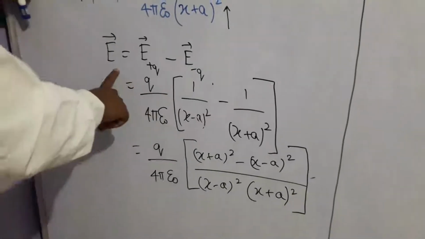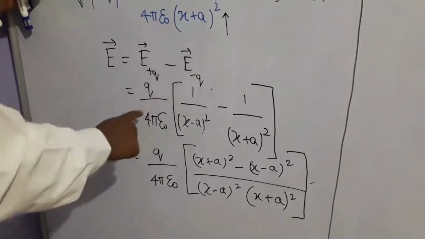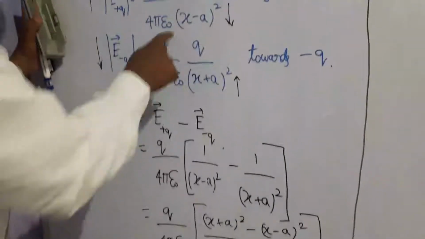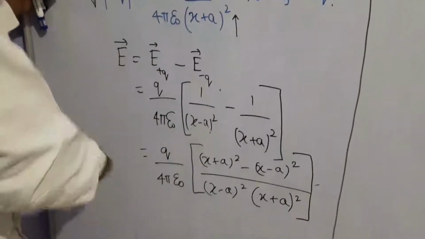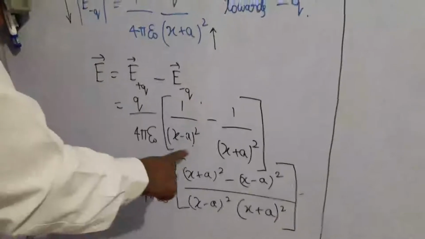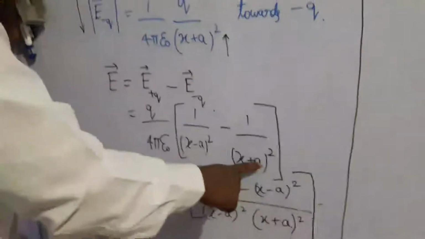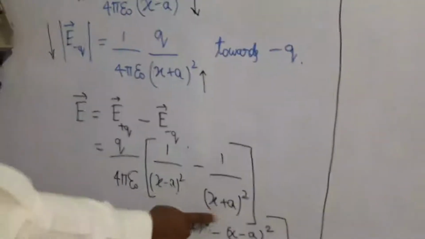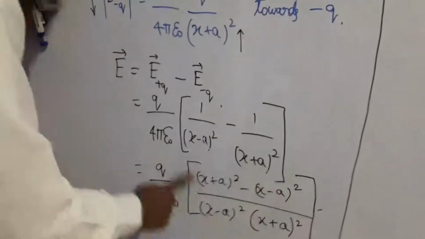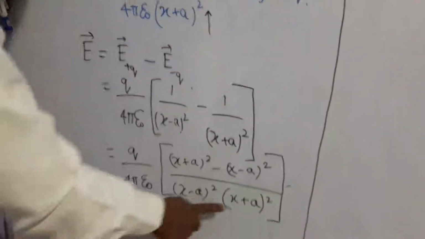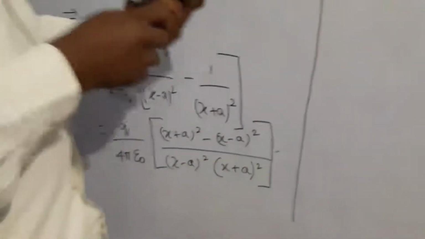Now see here, E is equal to E plus Q minus E minus Q. Here Q by 4 pi epsilon naught is already common. I am taking it common. Then 1 by (x minus a) whole square minus 1 by (x plus a) whole square. How do you simplify? Cross multiplication: (x plus a) whole square minus (x minus a) whole square divided by (x minus a) whole square into (x plus a) whole square.